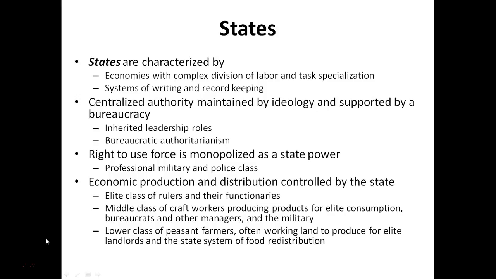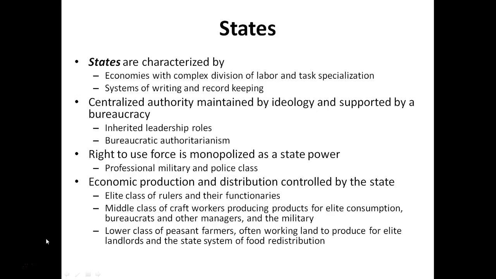And in early states, the right to use force was often exerted with deadly consequences upon those who objected to any aspects of state control. Economic production and distribution were controlled by the state. You have an elite class of rulers and their attached functionaries. You have a middle class of craft workers who are producing products, many of them for elite consumption, others for consumption by the wider community, a variety of bureaucrats and other managers, and the military.